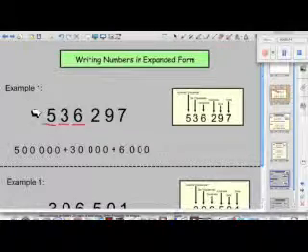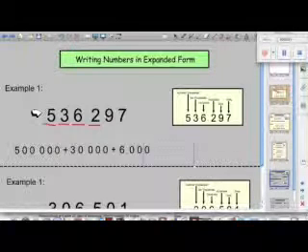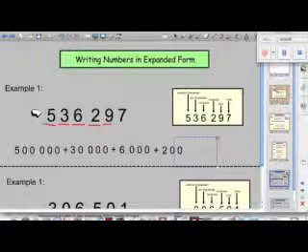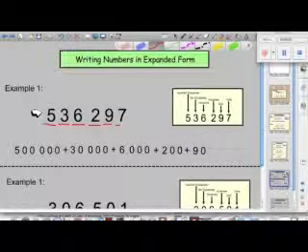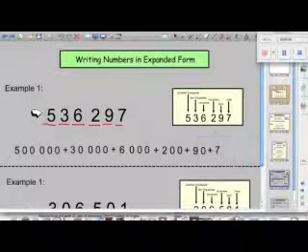Now I'll go back to my standard form number and move over place value columns to the 2, which is in the hundreds column. 2 hundreds gives me 200, again connected by an addition sign. Move over to my next place value. I have a 9 in the tens column. 9 tens is 90. And lastly, I move over to my ones. I have 7 ones, and that is worth 7. All of them connected by addition signs.